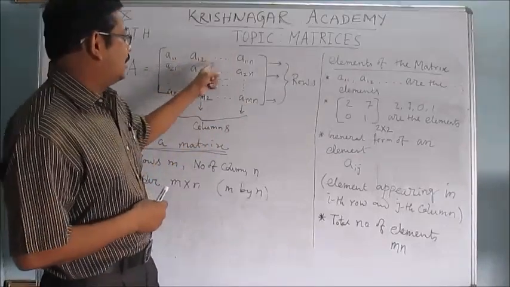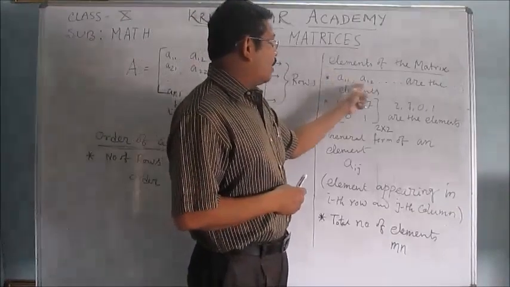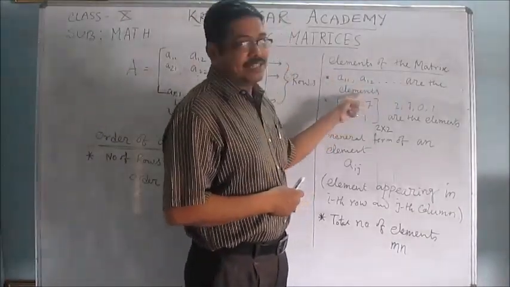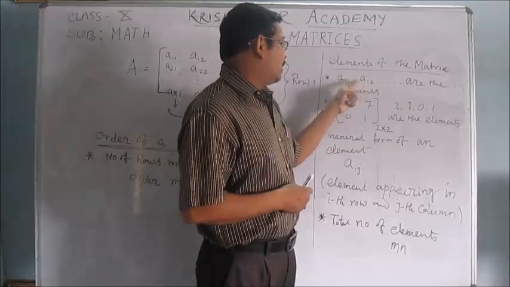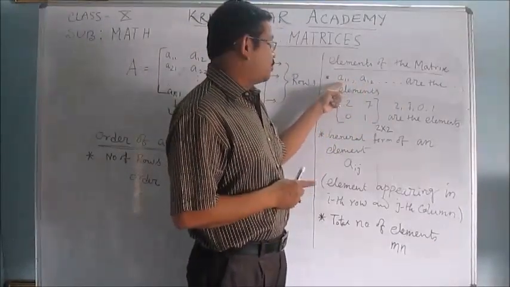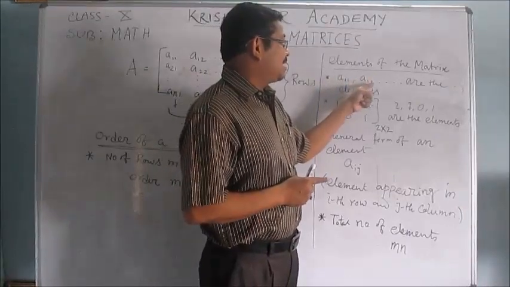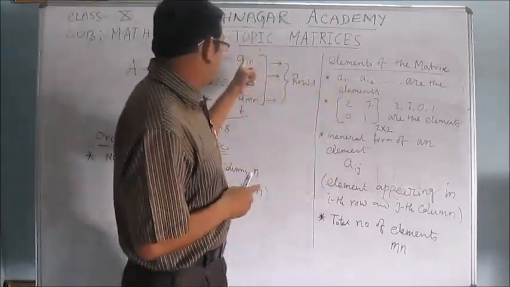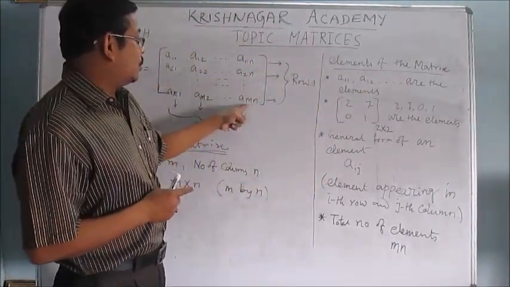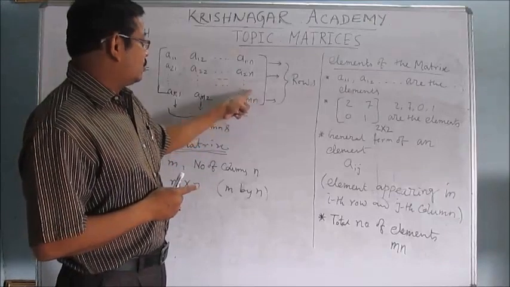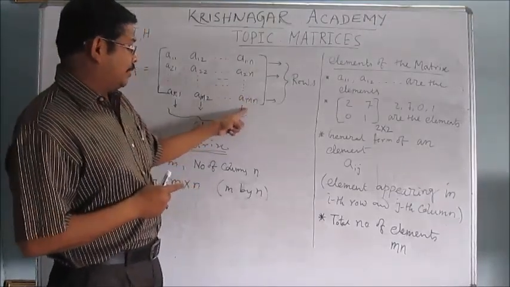All the elements have their position value. Here you see A11, A12 are elements of the matrix. So what is the meaning of A11, A12? A11 means first row, first column element. A12 means first row, second column element. Here I have written Amn, that means the mth row and nth column element.